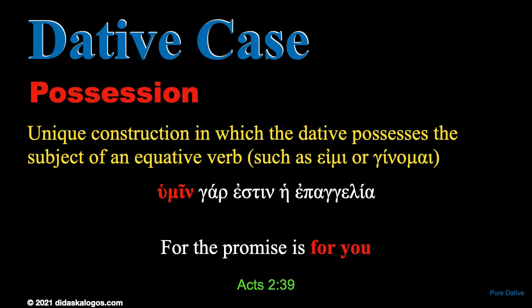The last use of the pure dative is for possession, and this is a unique construction in which the dative possesses the subject of an equative verb, such as eimi or ginomai. Humin gar estin he epangelia, for the promise is for you. So the promises are yours, they belong to you. For you, the promise is.